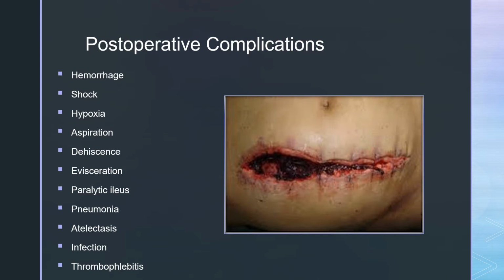Evisceration is the complication of wound separation, but now we have the protrusion of organs. We cover this wound with sterile dressings that are moistened with normal saline and immediately notify the surgeon. A paralytic ileus is the next complication. We have paralyzed intestines and no peristaltic activity. It may require a nasogastric tube and an NPO status until the bowel sounds return.